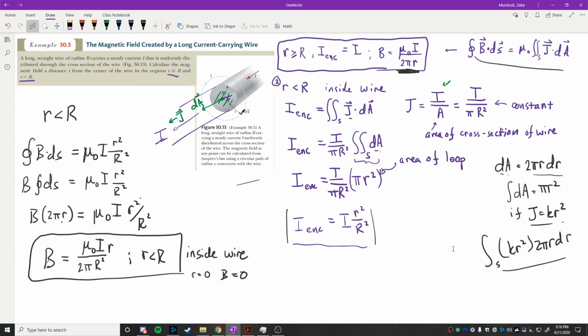Do you guys have any questions? Does this all make sense? Ampere's law is pretty tricky. Or maybe it's just so confusing that you have no questions because you don't know what to ask. If that's true, go ahead and just say I'm lost or something like that.